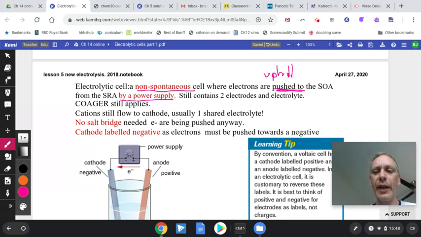Use that damn good analogy I gave you with water always flowing downhill. If you want the water to flow uphill, you need to push it. If you want the electrons to flow uphill, you need to push them. So they're non-spontaneous and they need a power supply.